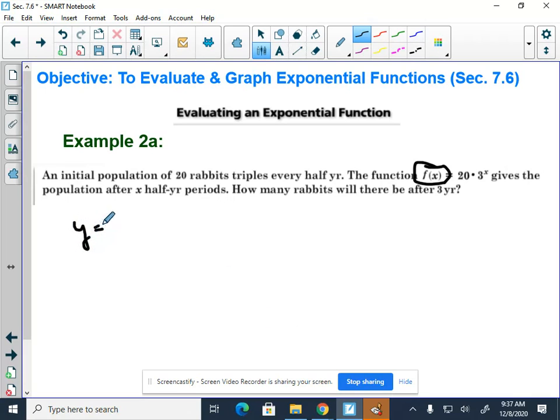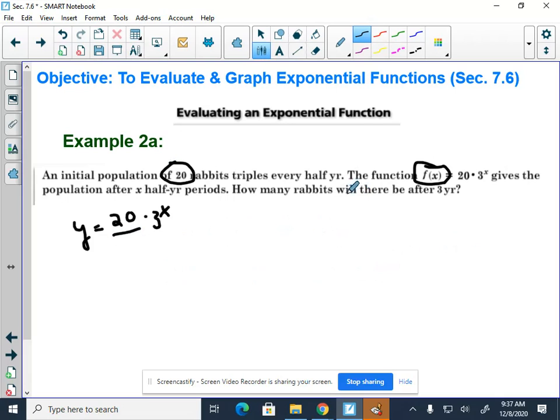So this is really the equation y equals 20 times 3 to the x. So that's an exponential function. We recognize it. We got A and B. It gives the population in half-year periods. How many rabbits will there be in 3 years? So first of all, notice it starts with 20 rabbits. That's the starting. That's why they have the 20 there.